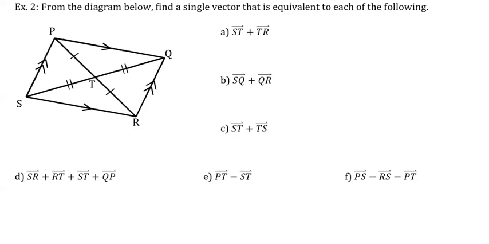So this one's pretty easy, I think. I bet you can do the intuition behind this one. A single vector equivalent to each of the following. If I go from S to T and then I add TR, take vector ST and add TR, what would that be equivalent to? SR, very good.